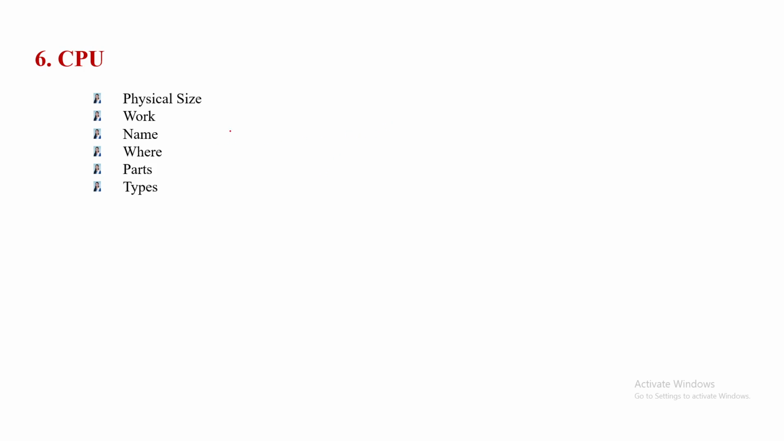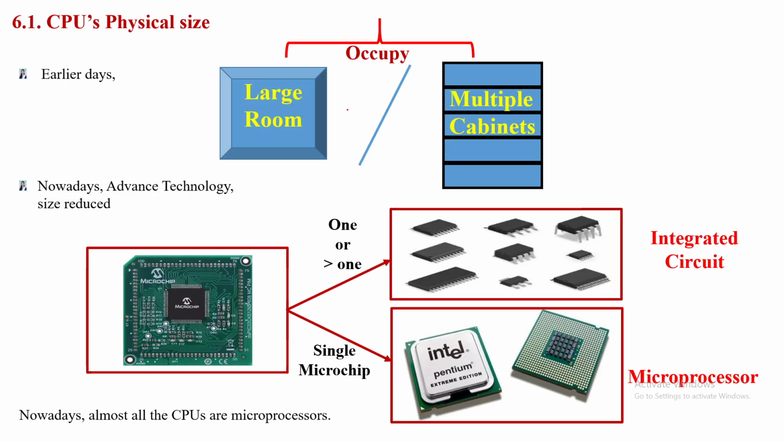CPU. CPU has different categories: physical size, work, name, where, parts, types. These are the categories of CPU. One by one I will explain. So first we will see physical size.